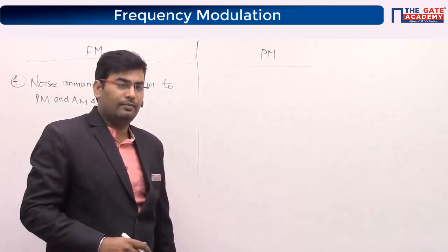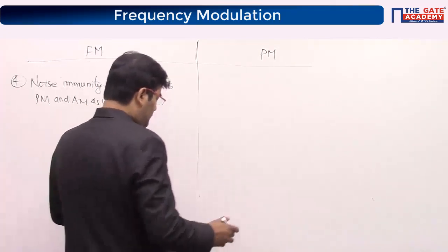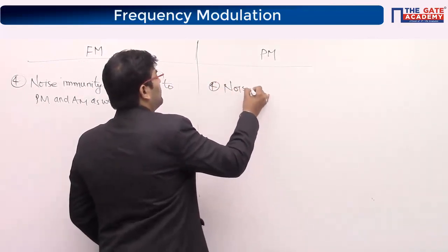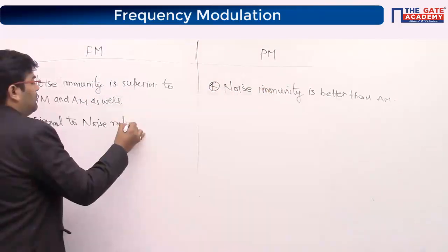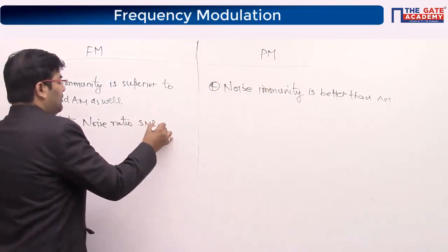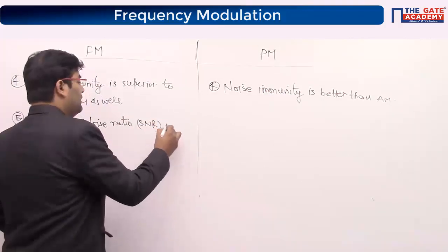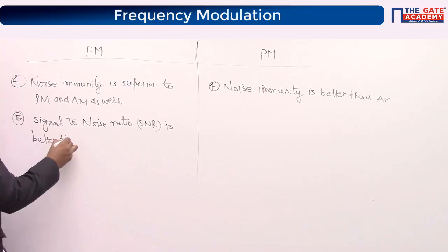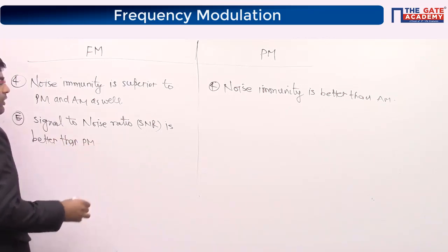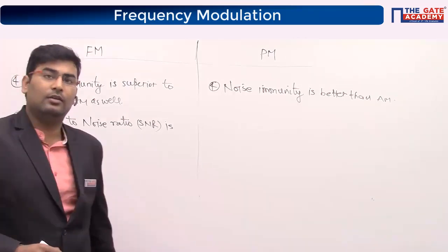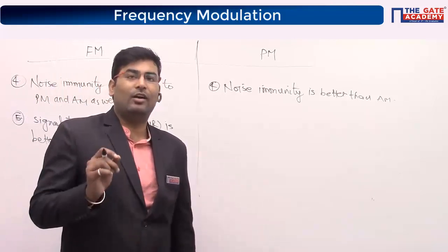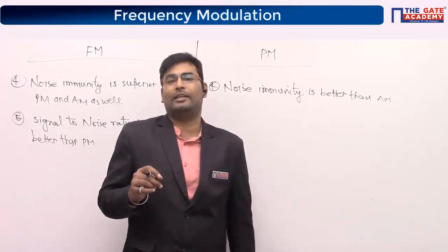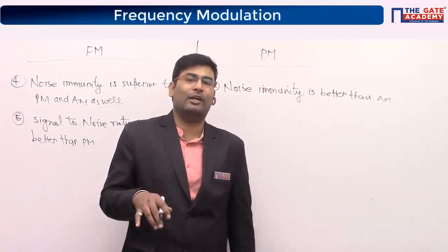Anybody can answer why? SNR is better than PM and AM as well. Signal to noise power ratio is also better. Due to the non-linear characteristics of the channel and amplitude, information can easily be distorted. Exactly, that is what I would have said.